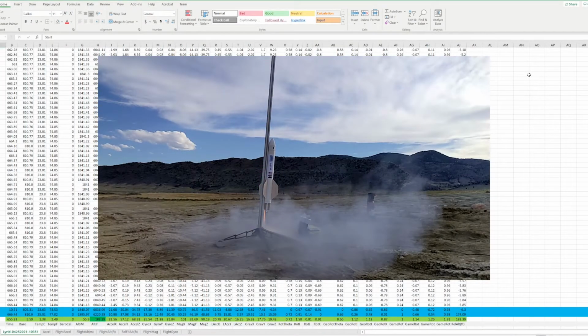Hi everyone, and welcome to Asteria Aerospace's first ever Data Deep Dive. This is the Data Deep Dive for our most recent flight, Lyrid Flight 3.